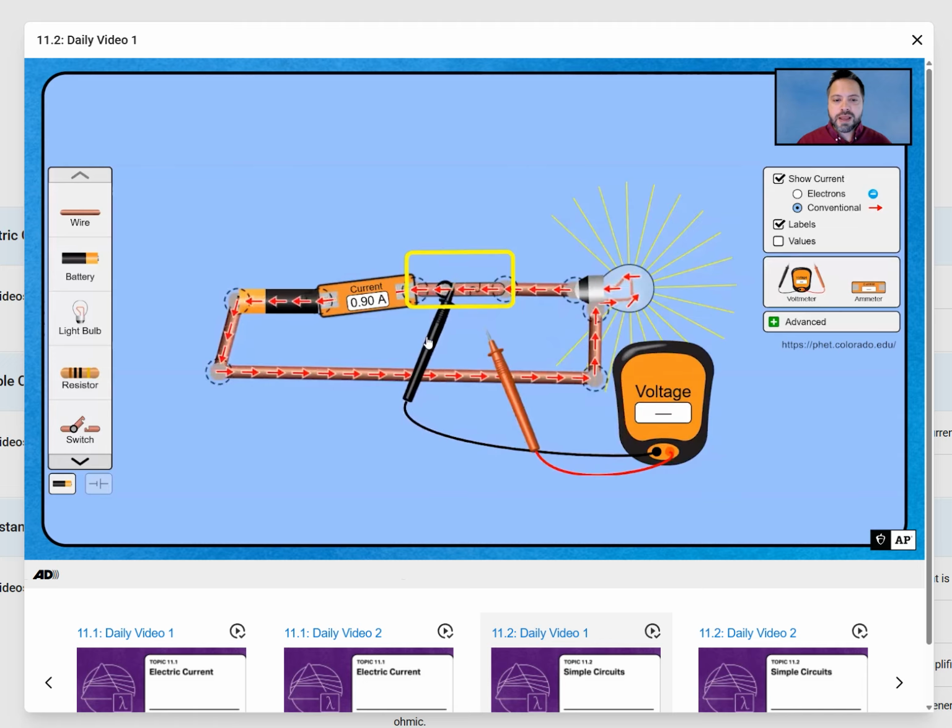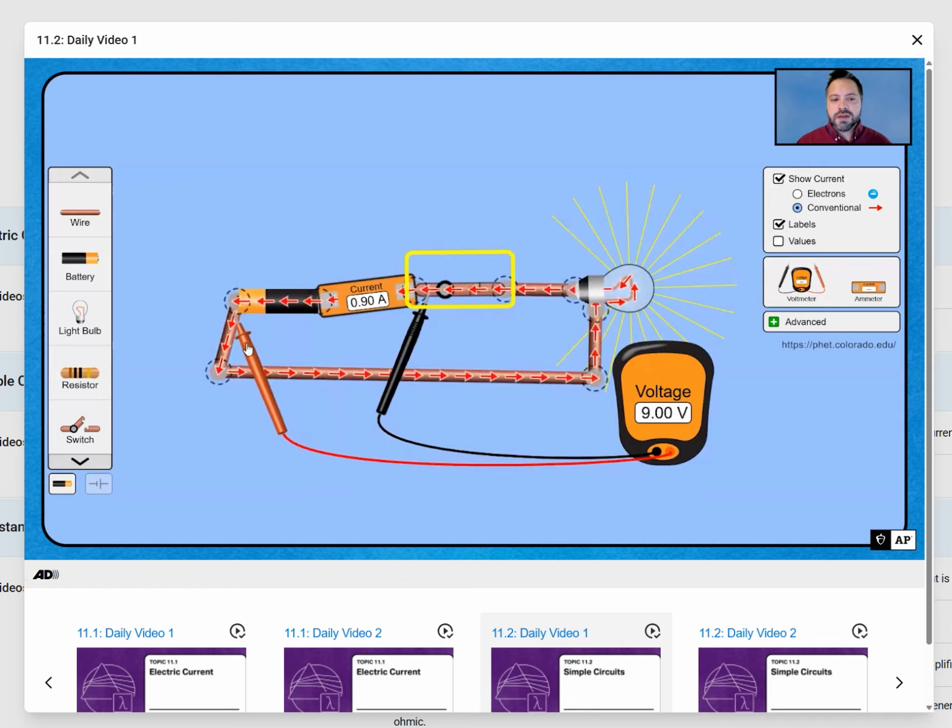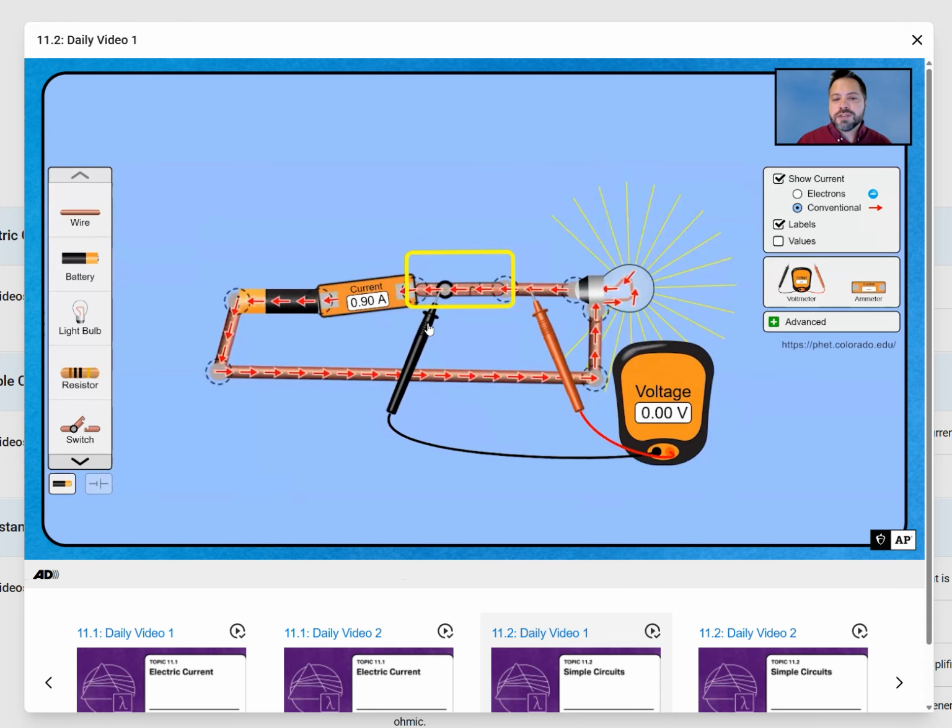So if I were to take this black lead here and kind of move it around, we see from the battery we're gaining 9 volts. We're still at 9 volts. The wire is not causing a loss. And then once we cross the light bulb here, we've lost that voltage. So when the switch is closed, across the switch, there's no potential difference. It's acting just like a wire, and there is a current.